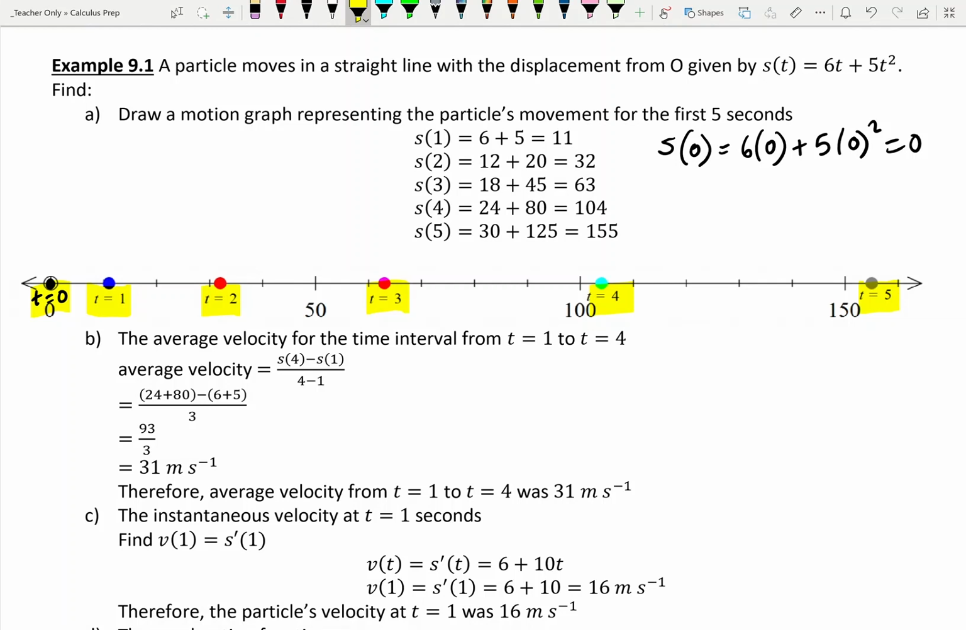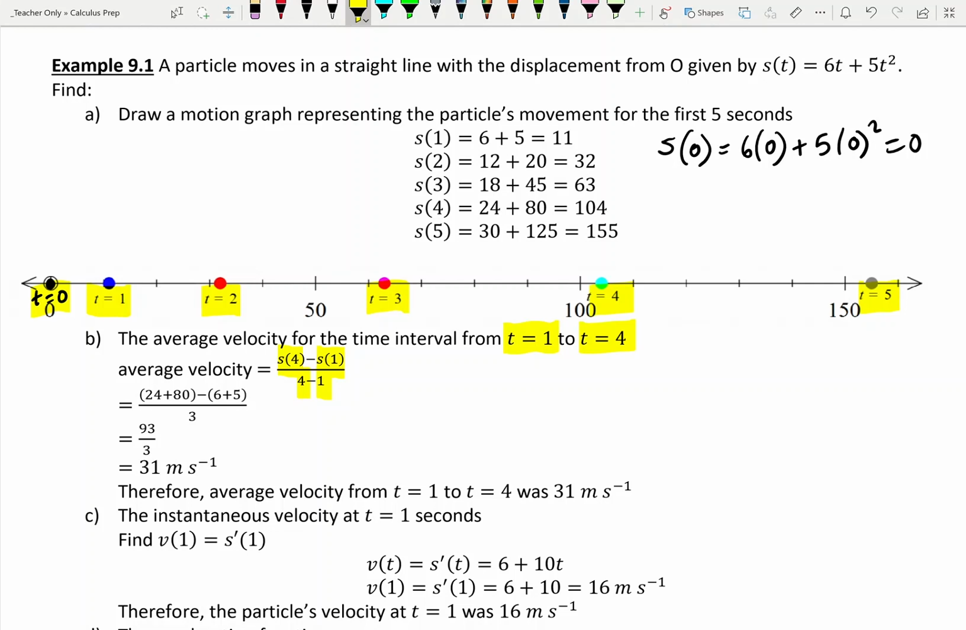So the average velocity for the time interval from t1 to t4, if we go back and have a look at the equation for average velocity, it's the displacement at the second time minus the displacement at the first time divided by the second time minus the first time. So if we substitute those values in, now how do we work out what those values are?